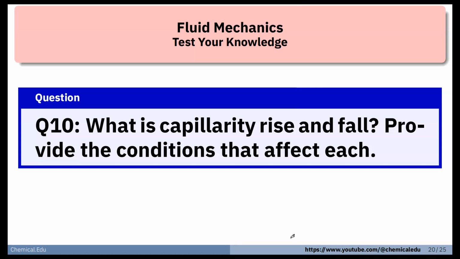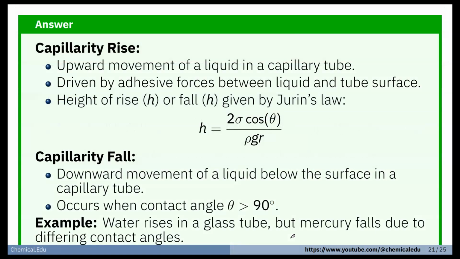Question number 10. What are capillary rise and fall? Provide the conditions that affect each. So capillary rise is the upward movement of a liquid in a capillary tube driven by adhesive force between liquid and tube surface. Height of rise and fall is given by Jurin's law, that is h is equal to 2 sigma cos theta by rho g R. Capillary fall means downward movement of the liquid below the surface in a capillary tube, occurs when contact angle theta is greater than 90 degrees. Water rises in a glass tube but mercury falls due to differing contact angle.